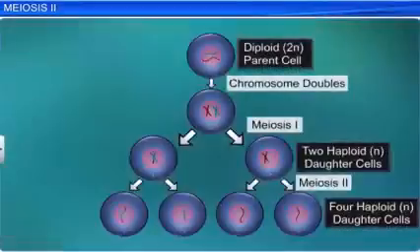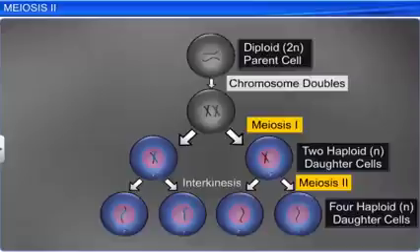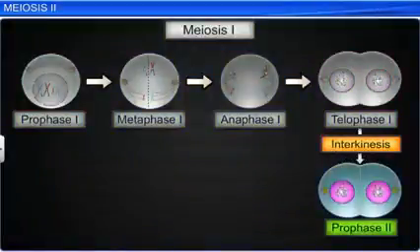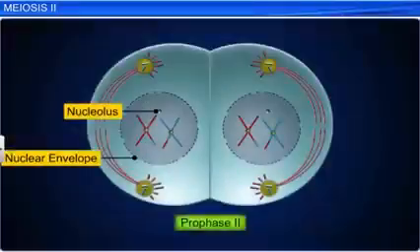Between the two meiotic stages, there is a short-lived resting stage known as interkinesis, during which the DNA doesn't replicate. Interkinesis is followed by prophase 2, a stage that is much simpler than prophase 1. During this phase, the chromosomes get thicker, shorter, and distinct, with each chromosome consisting of two chromatids. By the end of this phase, the nucleolus disappears and the nuclear envelope disintegrates.